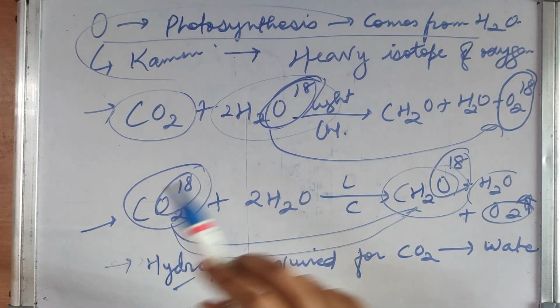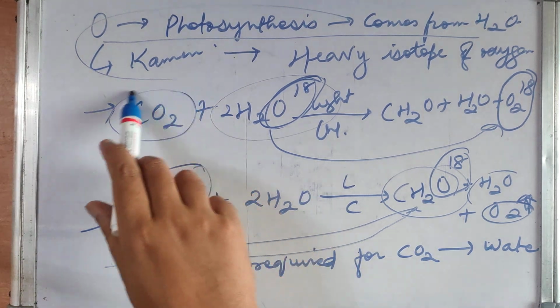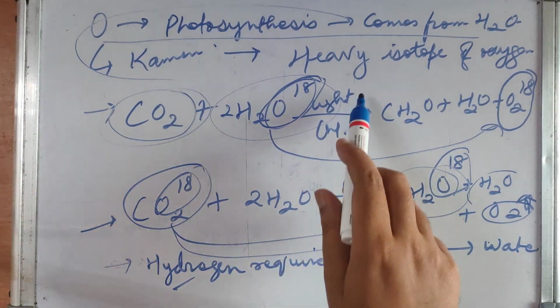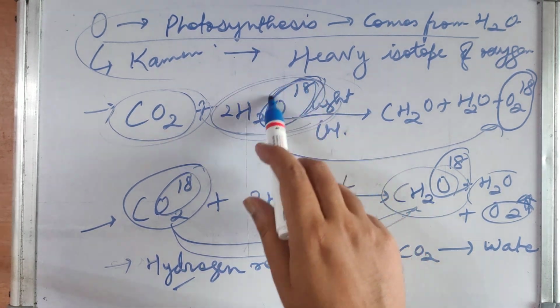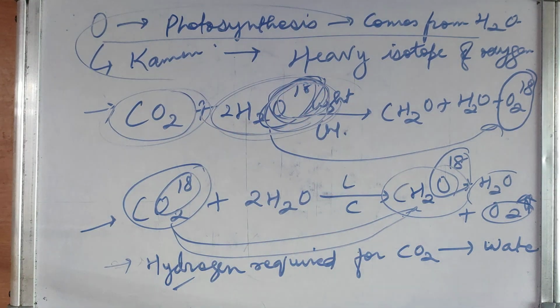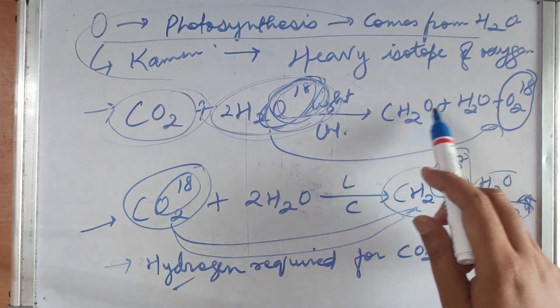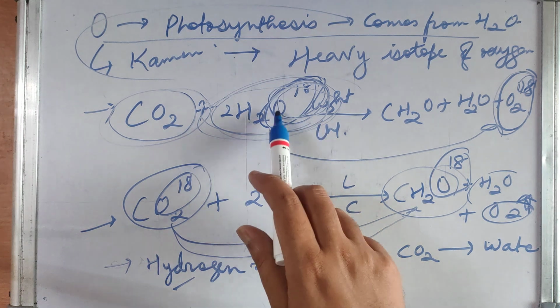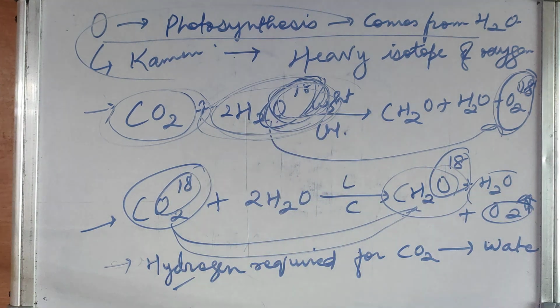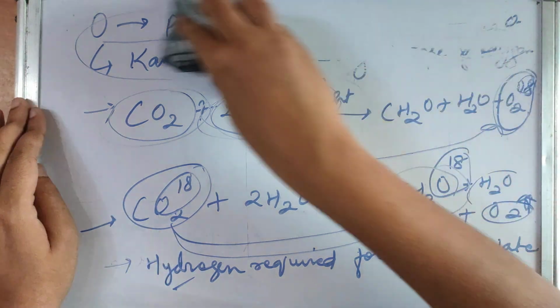So I hope you all understand this. First he took normal CO2 and heavy H2O18, and when the oxygen was evolved, it was with the 18 isotope. So it can be suggested that this comes from water only. I hope you understand this.